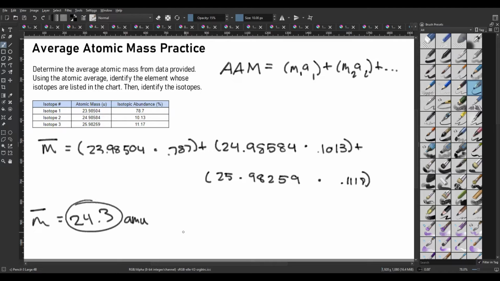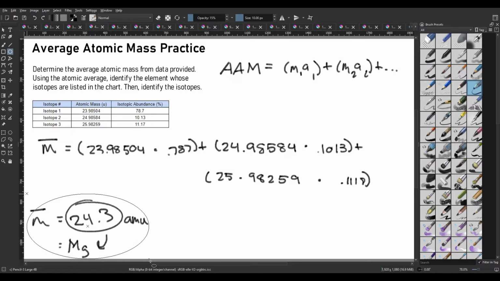Circle this here. And now we have to identify the element. So if we look at our periodic table, what element is going to be closest to this? We're going to see that this element is most likely going to be magnesium, Mg. That means these are the isotopes of magnesium that we've just found.